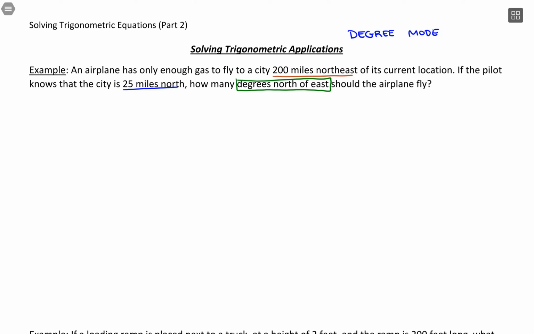So to help me visualize this, I'm going to make a picture. So we have our current location, and we're flying northeast. So if it helps, you can make yourself a little compass here. So it goes northeast, southwest. So we're going northeast, which means we're somewhere in here, and that's what we're trying to find out. Like, are we super close to north? Are we super close to east? Since I don't know, I'm just going to go ahead and draw it in the middle, but just know that this angle measurement isn't really drawn to scale because that's what we're solving for.